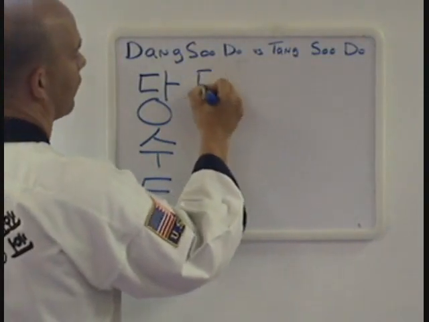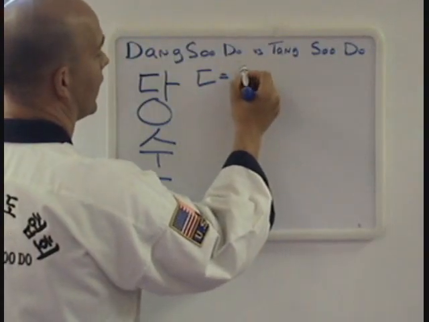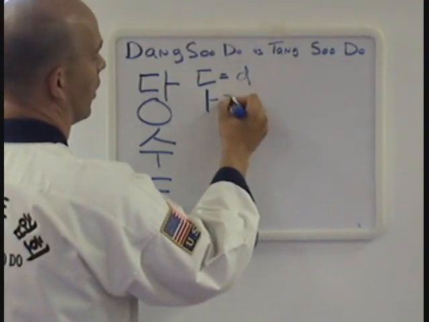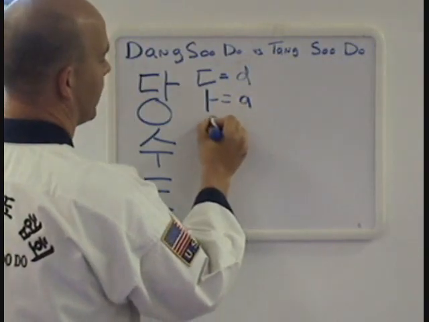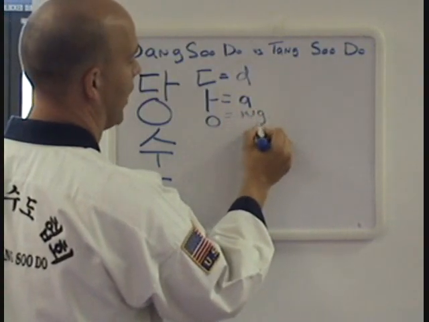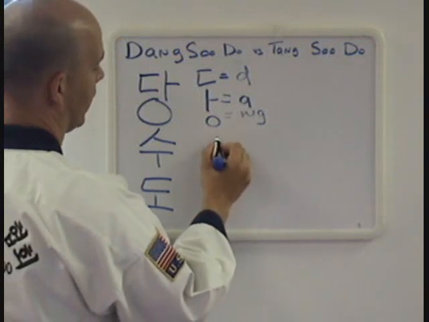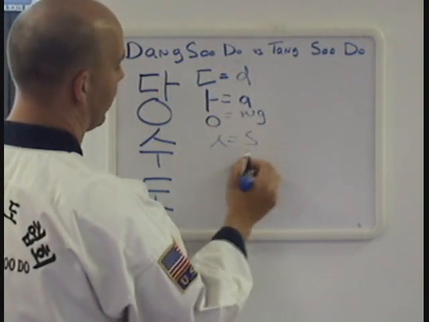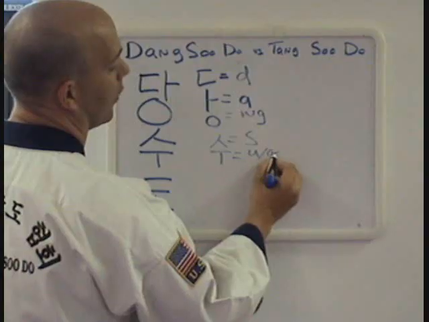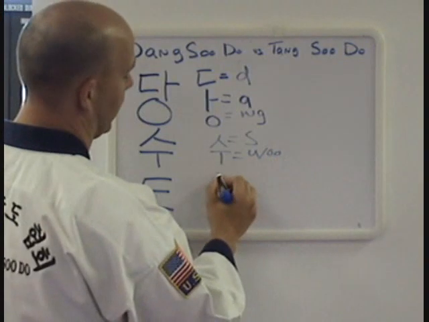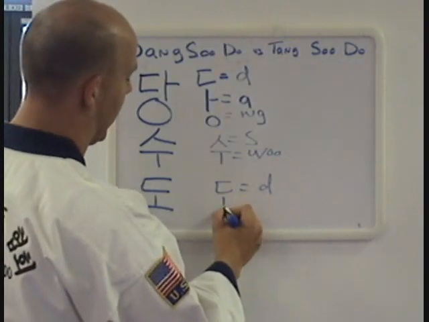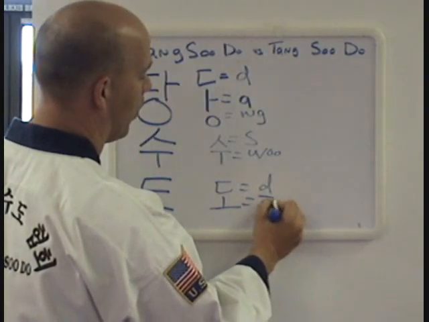This first letter is always translated as a D. This next letter is always translated as an A, and the circle, when it's at the end of a syllable, is always pronounced as an NG sound. So there's your dang. And then this character makes an S sound, and this makes a U sound, or most people use OO. And then here's that letter again, D, as in Tang Soo Do, and that equals an O.